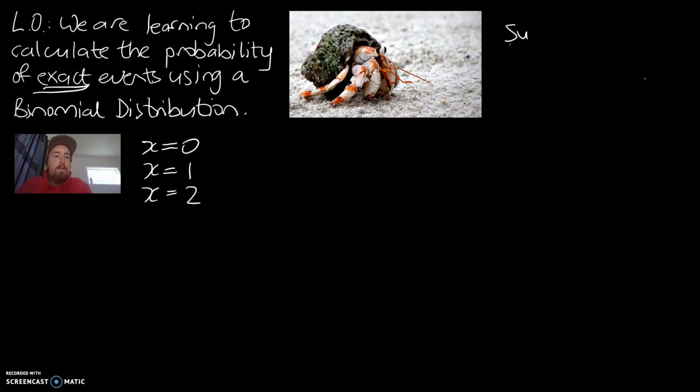So for us, a success will be when we have a crab within that shell, and a failure will be no crab. It's really important we always identify the success and the failure of a given context, and that helps us with our questions. So we've got success, failure.